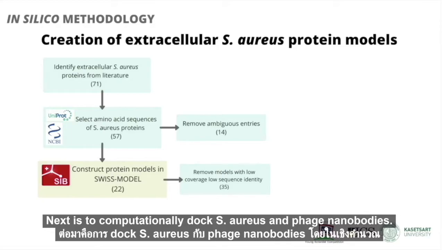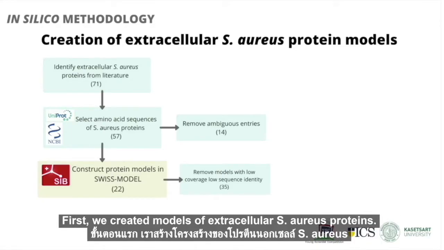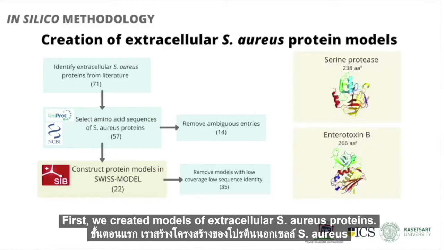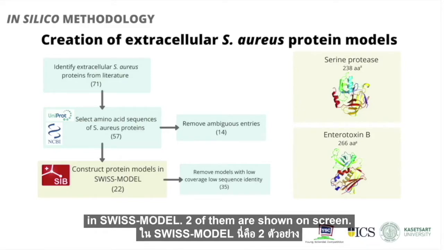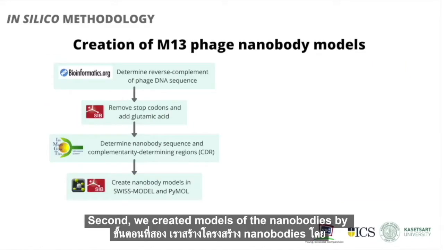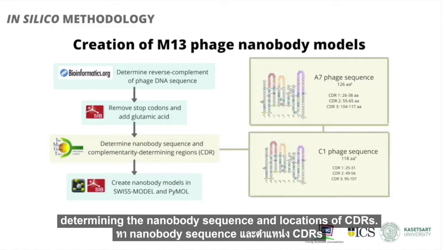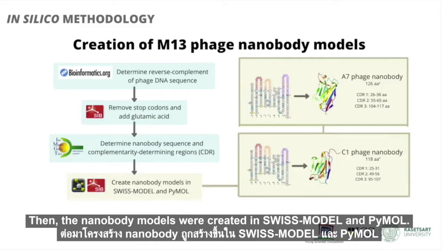and phage nanobodies. First, we created models of extracellular S. aureus proteins. Using sequences from NCBI and UniProt, we created 22 protein models in Swiss model. 2 of them are shown on the screen. Second, we created models of the nanobodies by determining the nanobody sequence and locations of CDRs. Then, the nanobody models were created in Swiss model and PyMol.